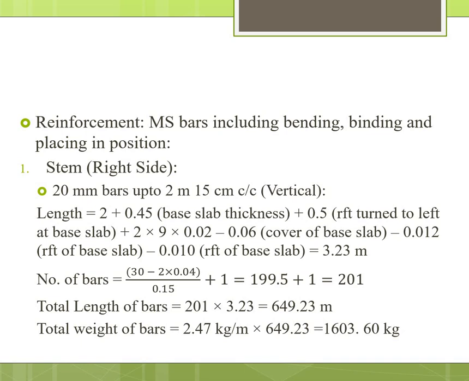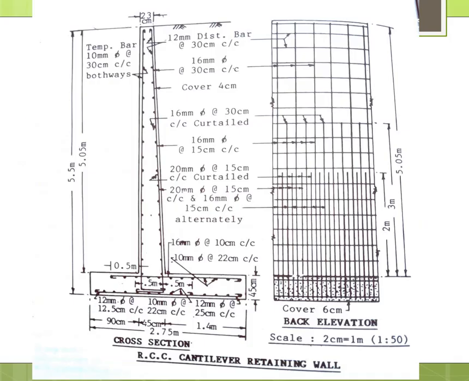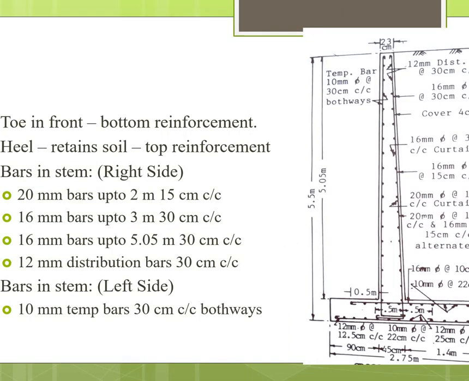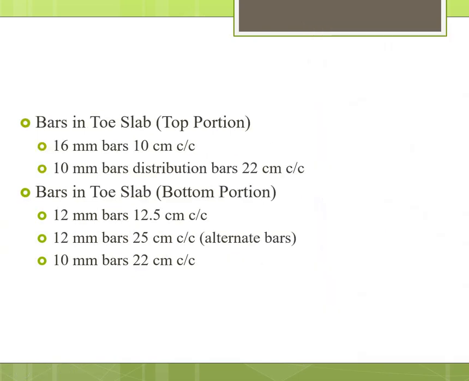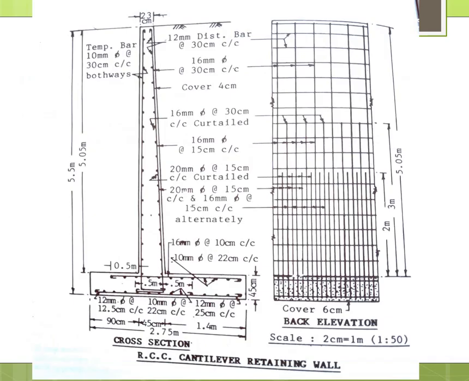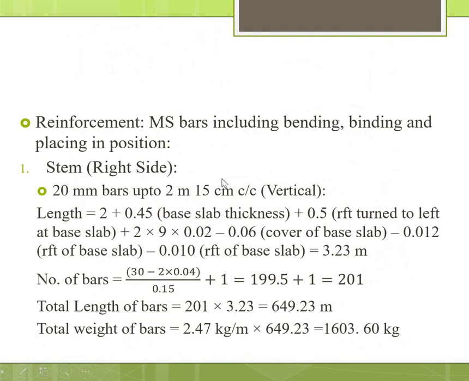So determination of reinforcement, first is the stem on the right side. 20 mm bars, we already discussed what the various bars are. 20 mm bars up to 2 meter, 15 centimeter center to center. 16 mm bars, 3 meter, 30 centimeter center to center. 16 mm bars, 5.505 meter, 30 centimeter center to center, and the distribution bars are there. Okay, so we'll go one by one. So stem on the right side, 20 mm bars, 2 meter, 15 centimeter center to center.